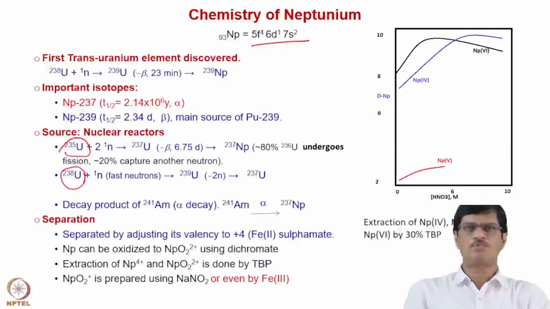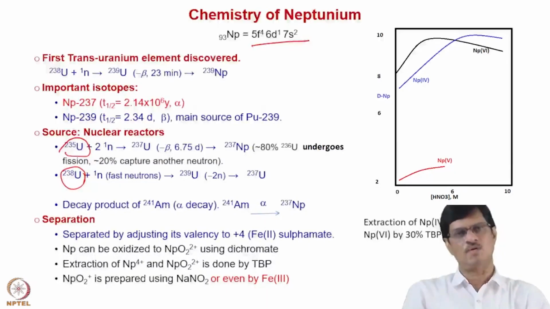Also, the decay product of americium-241 by alpha decay can give neptunium-237. So these are the sources of neptunium-237. And the separation of this neptunium, as I mentioned, is required for radioactive waste management purposes. While doing this, the valency state of neptunium has to be adjusted so that its separation can be done by solvent extraction or ion exchange type of methods.